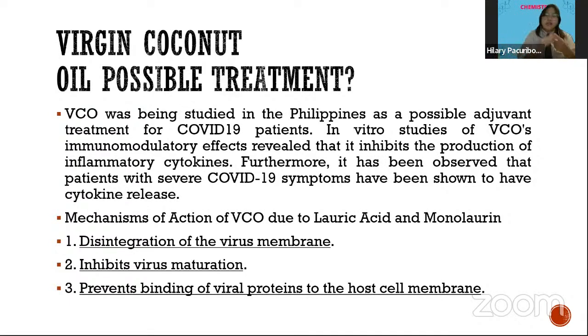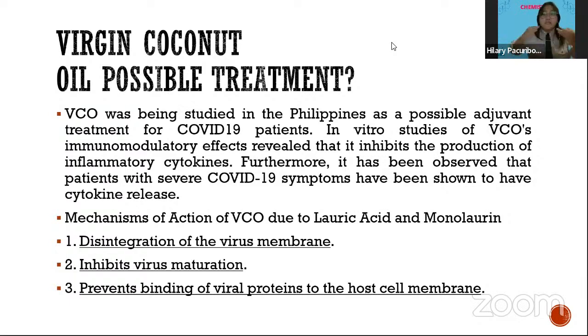Number one, research studies showed that monolaurin was able to reduce infectivity of 14 human RNA and DNA enveloped virus in cell culture by greater than 99.9%. How? It acted by disintegrating the virus envelope. Therefore, dali ra namatay ang virus daw.